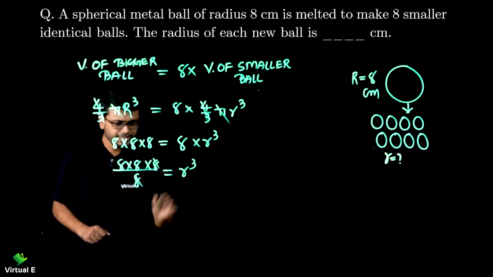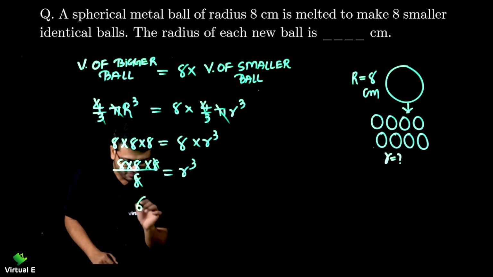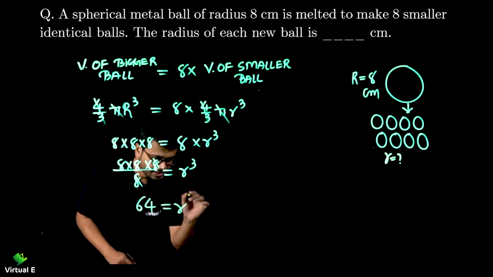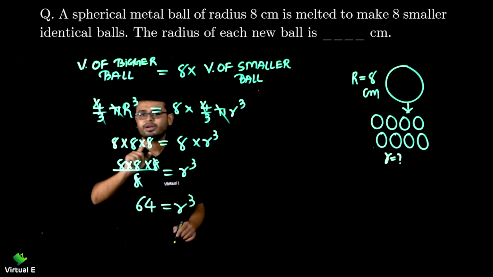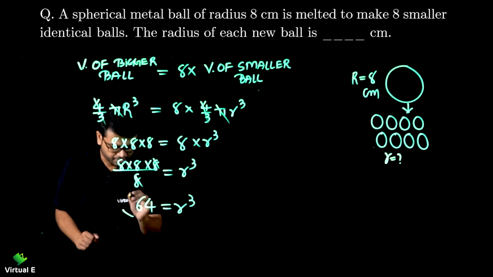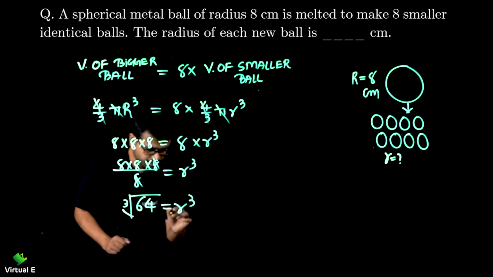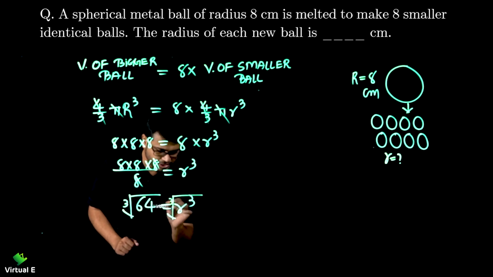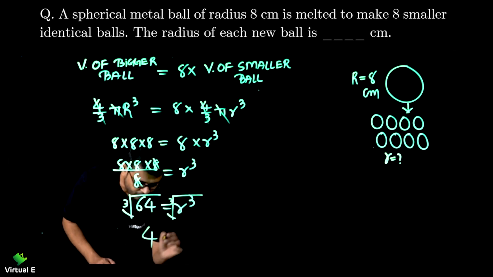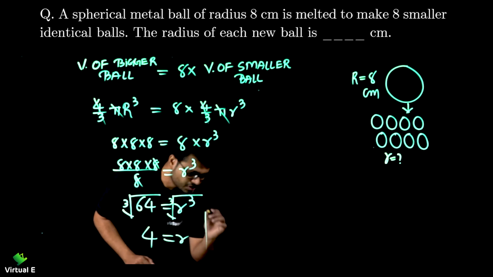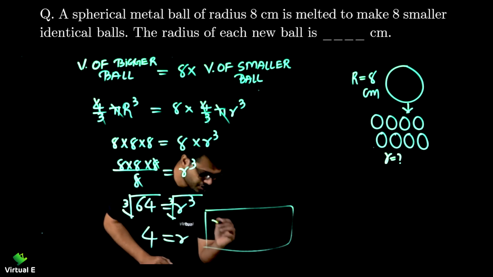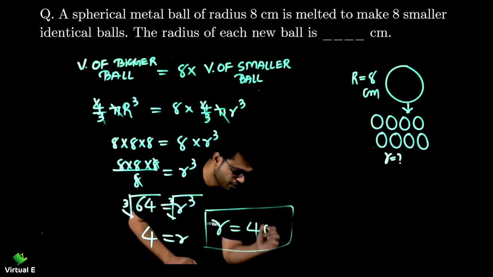8 cancel, 8 8s are what? 64. Now guess here, it is a cube, not a perfect square, so don't write 8 as the answer. It is a cube over here, so take the cube root here, and the cube root here. So that is 4, and here r. So what's my value of r? r is equal to 4 centimeter.